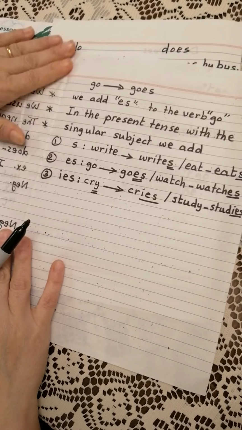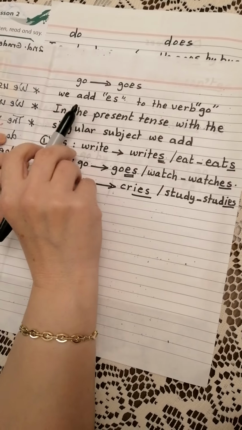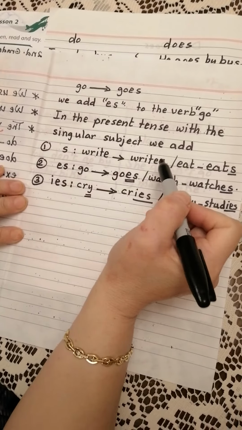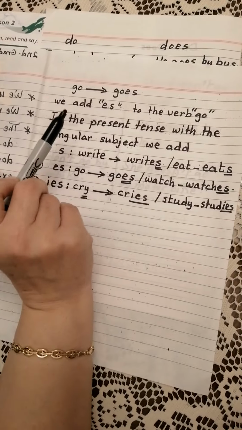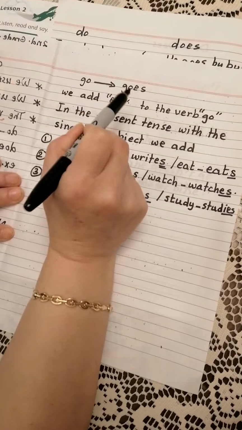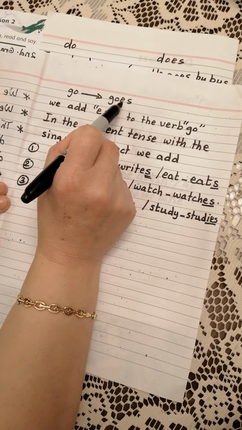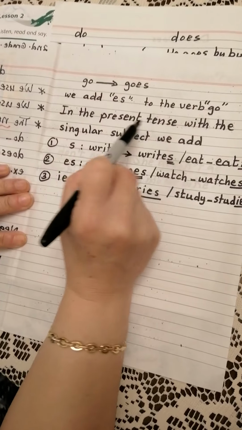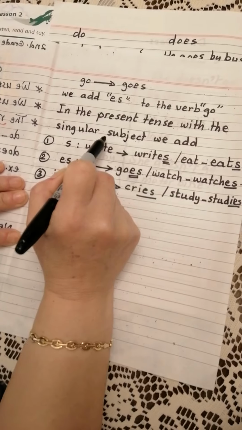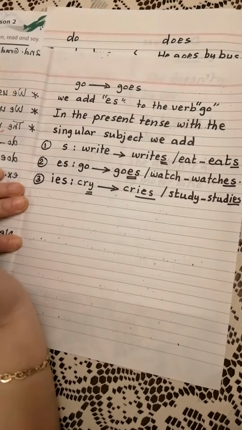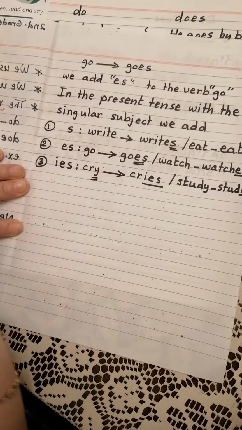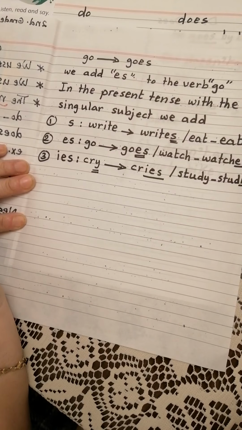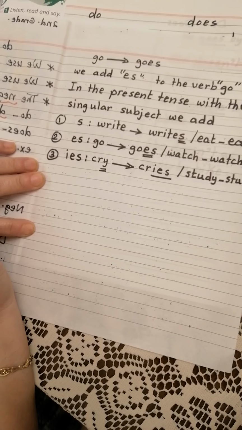Look at the grammar here. I have to mention this information in order to be aware of the s with the verb in the singular subject. Go becomes goes with the singular subject. Why? We add es. In the present tense with the singular subject, we add to the verb s or es or ies. It depends on the verb.